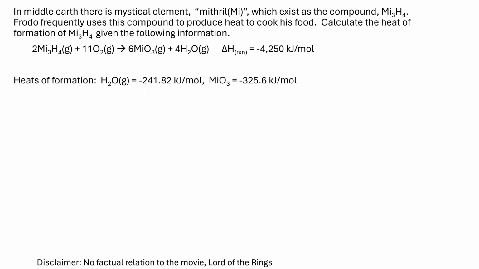Here I typically like to use fictional or made up elements, compounds, or problems. In this problem, I've taken aspects from the movie Lord of the Rings and incorporated them into my problem. By no means do these statements or this information have any relevance to the actual Lord of the Rings movie. So here in Middle Earth, there's a mystical element called mithril, which exists as the compound Mi3H4. Frodo frequently uses this compound to produce heat to cook his food. Calculate the heat of formation of Mi3H4 given the following information.